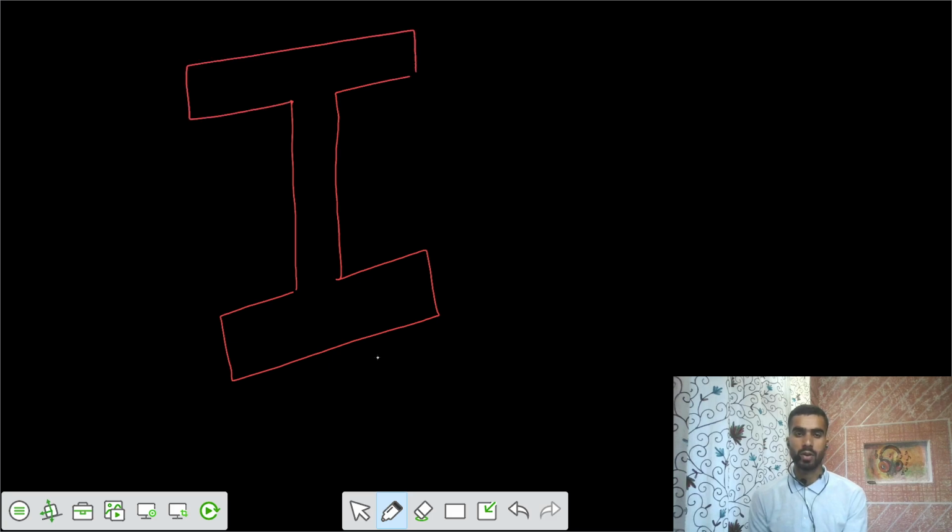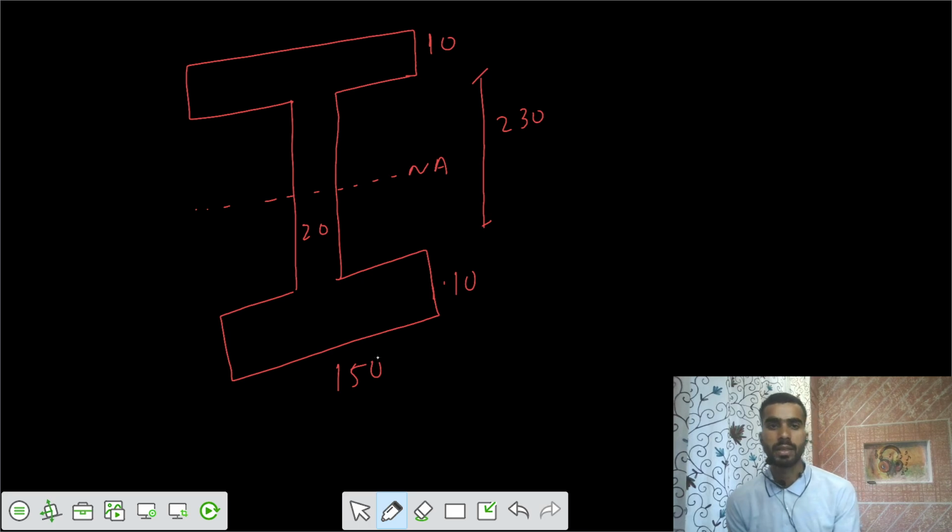That means in your cross section, we have the flanges, which we call top and bottom, and the mid part that we call the web. The neutral axis is at the mid because of the symmetry. We have the dimensions: this is 10, this is also 10, this is 150, and the total of this one is 230, and this is also 20. By symmetry, the neutral axis is at the central axis, at the midpoint.